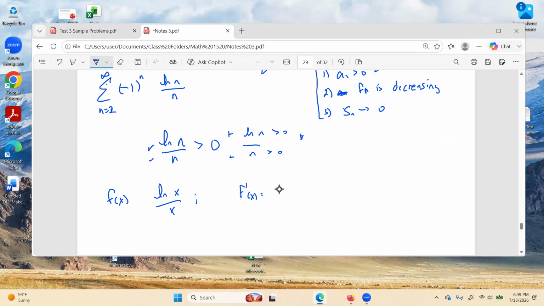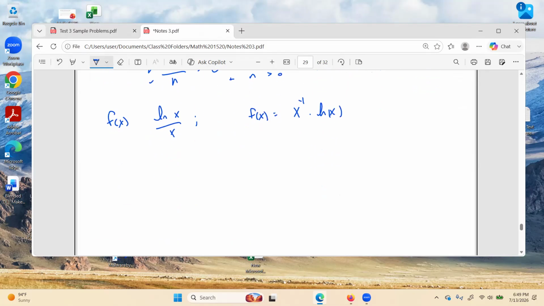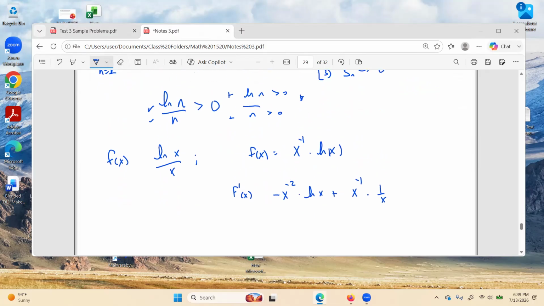So f prime of x is equal to, well, before I get to f prime, let's rewrite this so I can actually take a derivative here. So f of x is equal to x to the -1 times natural log of x. You could use the quotient rule too, that's fine. I'm used to using the product rule, so I'm going to do that. In order to use the product rule, we take the derivative of the first, negative x to the -2, times the second function, plus the first, x to the -1, times the derivative of the second function.